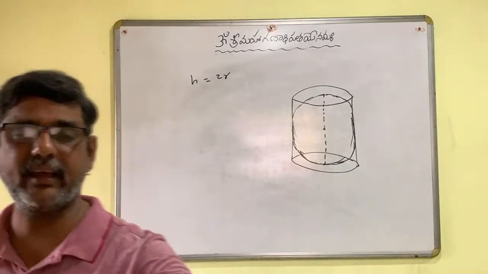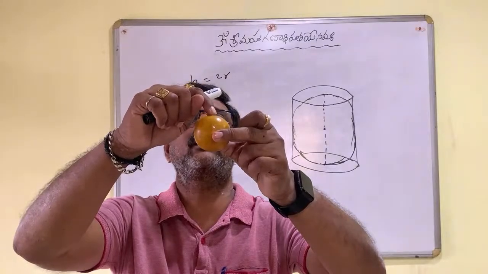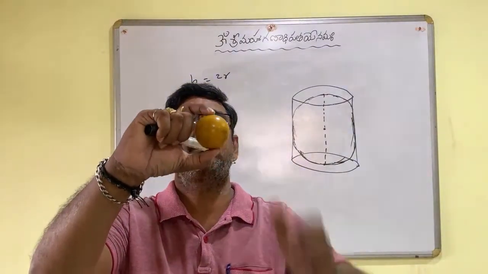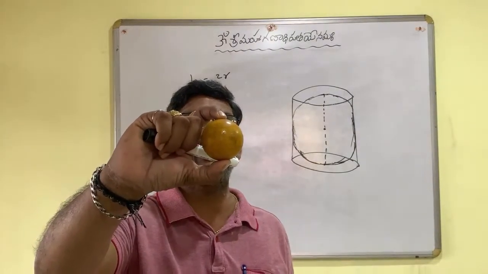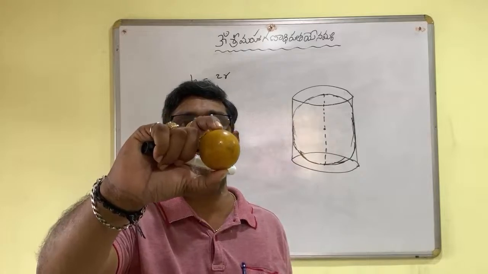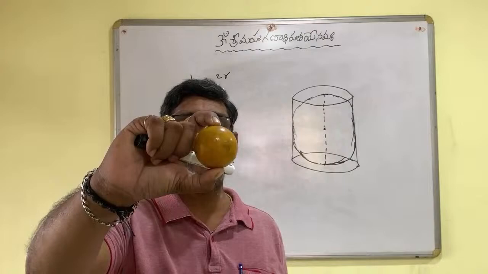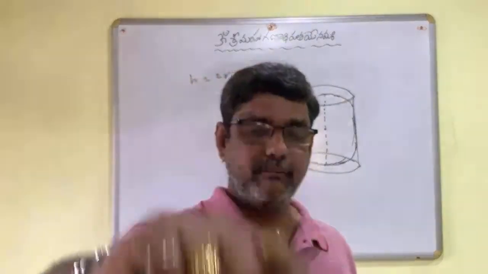Sphere height ante emitra, diameter. చూడండి sphere ఇక్కడ దీని height అంటే from here to here. So this is the height of a sphere. It is nothing but the diameter of the sphere. That is what you have to understand. Okay na? So the height of a sphere is nothing but its diameter.